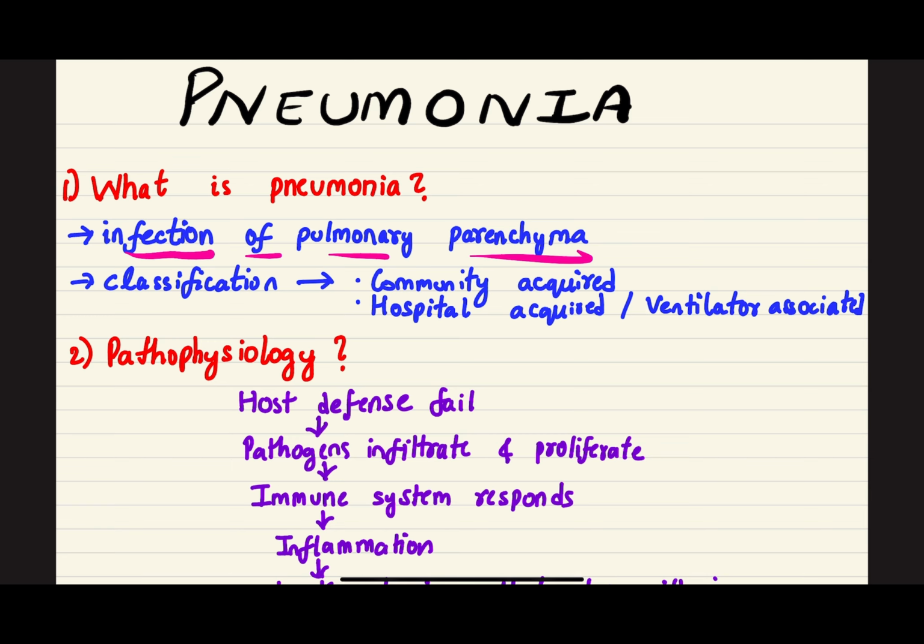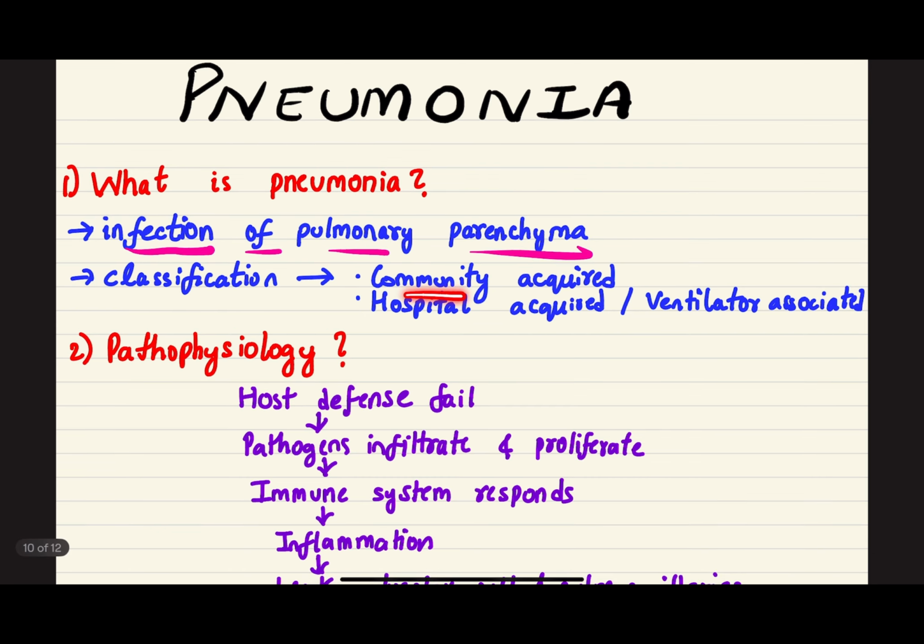Today, we are going to learn about pneumonia based on Harrison's Principles of Internal Medicine. Let's jump in. What is pneumonia? Starting with fundamentals. According to Harrison, it is an infection of the pulmonary parenchyma, the core tissue in your lungs, which is responsible for oxygen exchange. It's not just one disease, it's classified based on where and how you get it.